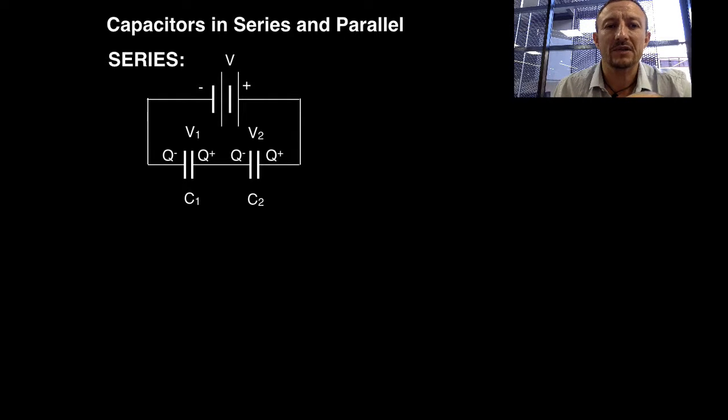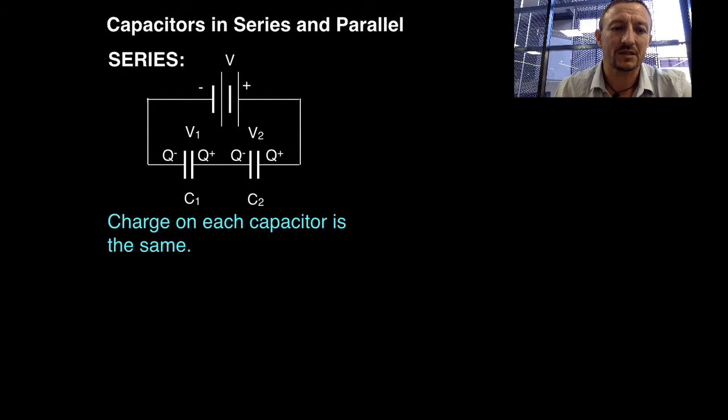Now you can see we've got a series circuit here where I've got two batteries. The two batteries are then linked via a loop to two capacitors, C1 and C2. C1 and C2 will have voltages V1 and V2, and those voltages will mirror the amount of voltage which we've got from the battery. So what do we know about series circuits?